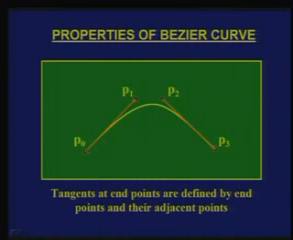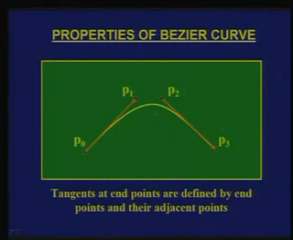One should remember here that each of P0, P1 which are shown here is a vector consisting of 3 components x0, y0, z0 or x1, y1, z1. Now the tangents at the endpoints are defined by endpoints and their adjacent points. So these are the endpoints. If I look at the tangents at these endpoints, they are defined by the last 2 points.